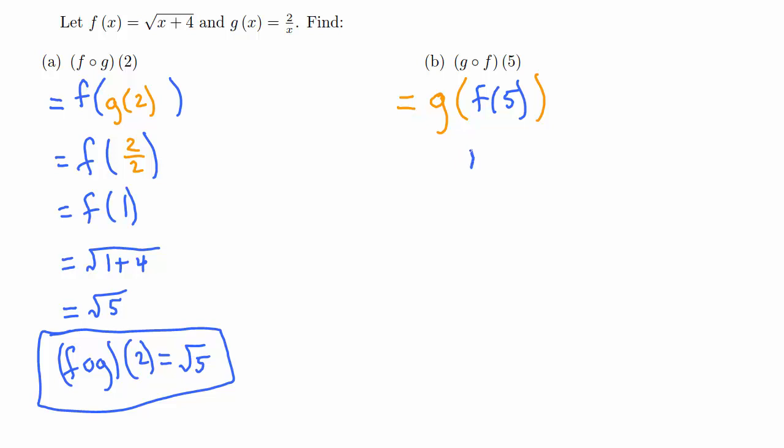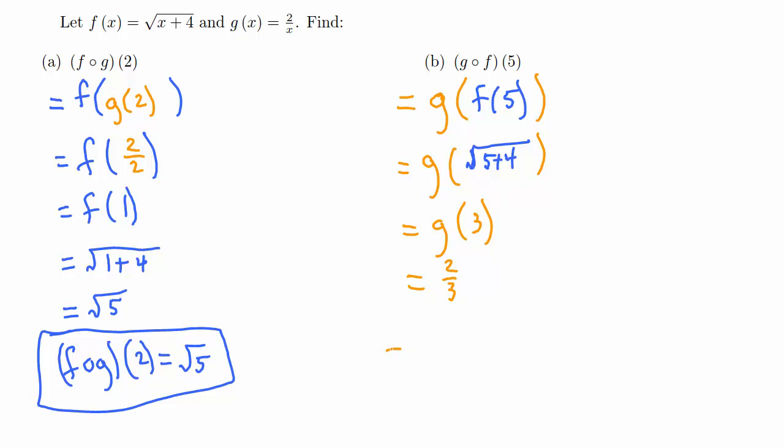And that's going to give me the square root of 5 plus 4. And the square root of 5 plus 4, well, 5 plus 4 is 9, and the square root of 9 is 3. So we're just effectively asking, what is g of 3? So you go back to the g function and replace all x's with 3. And this is going to give me 2 divided by 3. And then you simplify it if you could, but you can't.